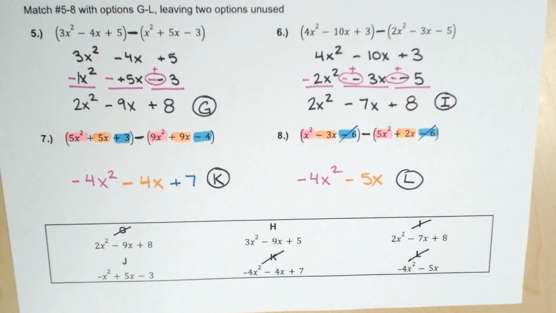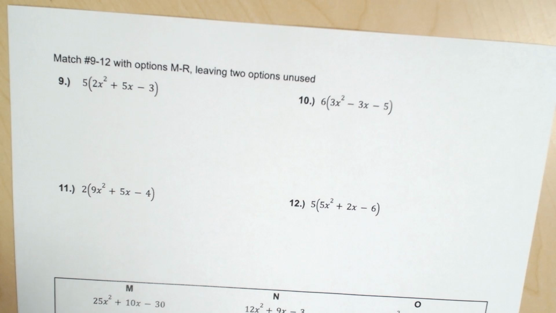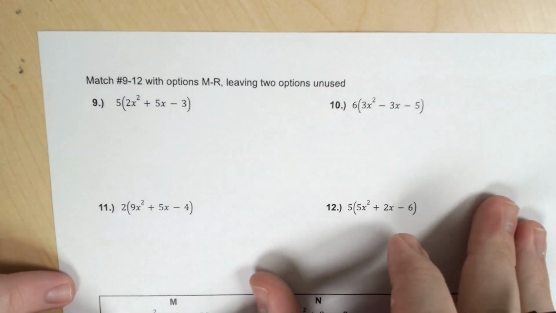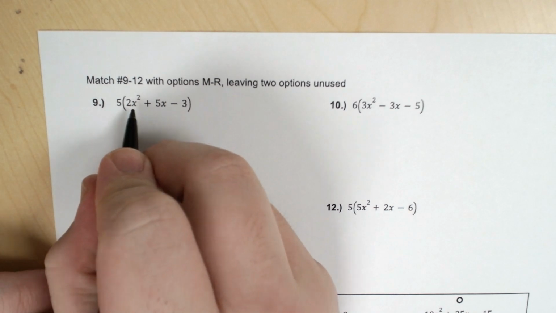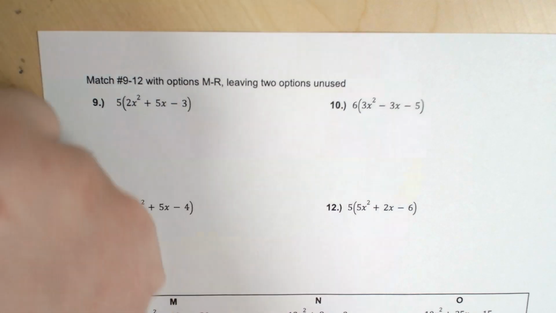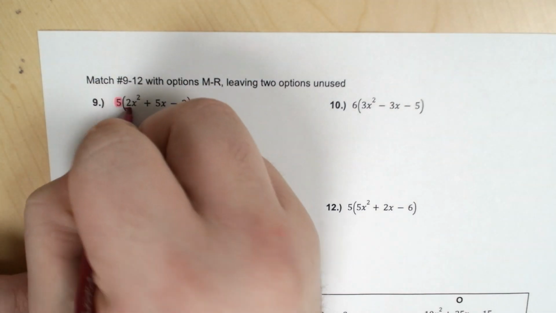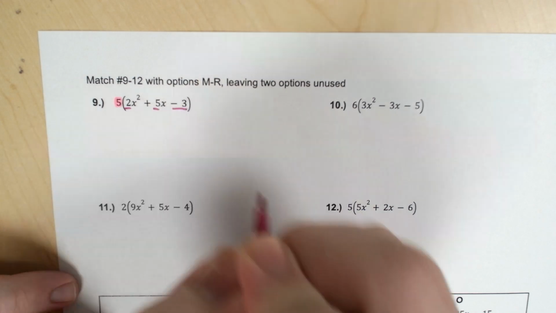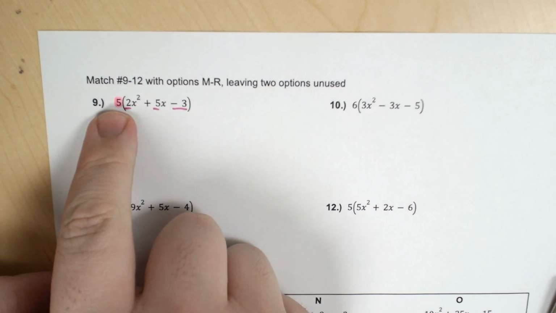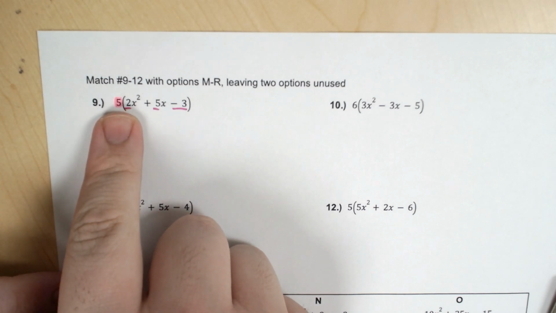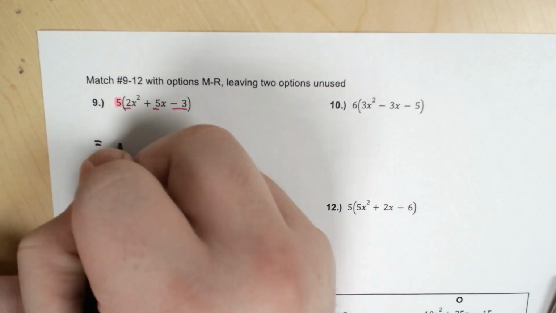On the back, 9 through 12 are the distributive property with just a coefficient that we're distributing. This means that we're going to take 5 and multiply it to the 2x squared, to the 5x, and to the negative 3. And all that does for us is takes this 5 and multiplies 2 times 5, 5 times 5, and negative 3 times 5. Nothing about the x's change until you start distributing a variable that's got an exponent as well. So 5 times 2 is 10, so 5 times 2x squared is 10x squared.